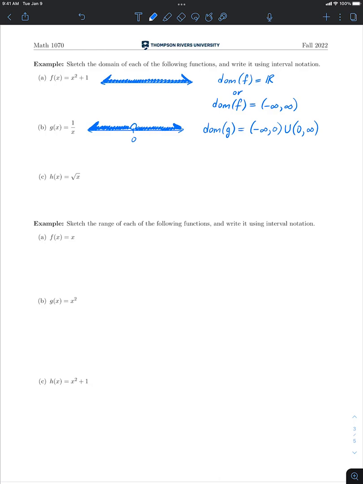Okay, and then lastly, we've got h of x. We've got this function h defined by h of x is equal to the square root of x. So, okay, what's going to happen? You plug in an input value, and then h is going to take the square root of it. So are there any numbers that you can't take the square root of? And the answer is yes. There are some numbers that you can't take the square root of, and that is negative numbers. You can't take the square root of a negative number.